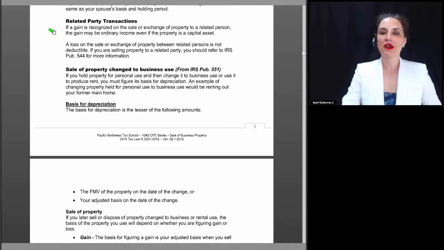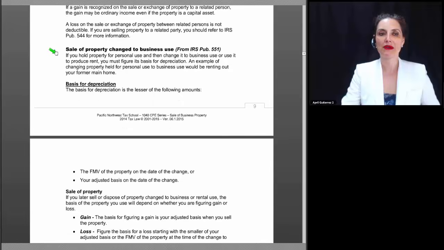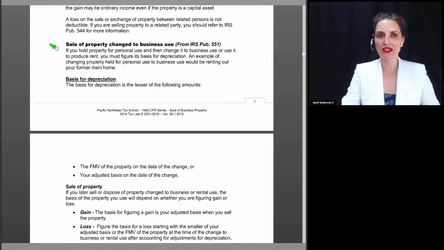Related party transactions. If a gain is recognized on the sale or exchange of property to a related person, the gain may be ordinary income even if the property is a capital asset. A loss on the sale or exchange of property between related persons is not deductible, and if you are selling property to a related person, you should refer to Publication 544 for more information.